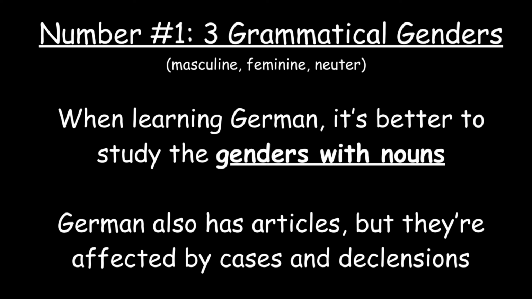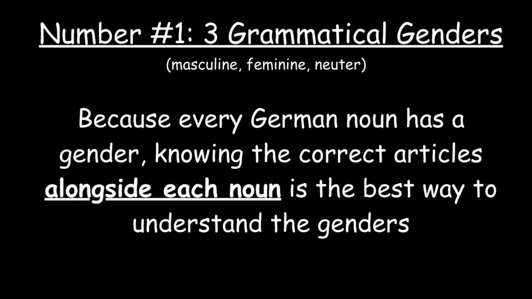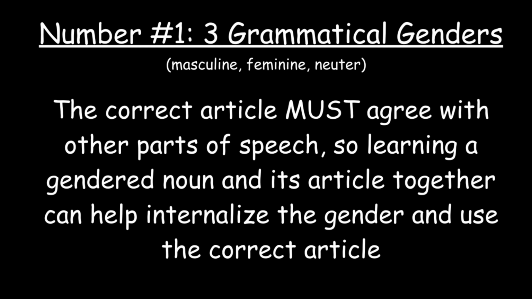German has articles, just like in English, but they're affected by cases and declensions, which I'll explain later. Considering the 3 grammatical genders, it is absolutely better to learn German articles with the nouns they accompany. Because every German noun has a gender, knowing the correct articles alongside each noun is the best way to understand the genders. When you see an article and a noun as inseparable, treat the article as a part of the noun itself. The correct article must agree with other parts of speech, so learning a gendered noun and its article together can help internalize the gender and use the correct article when speaking naturally.